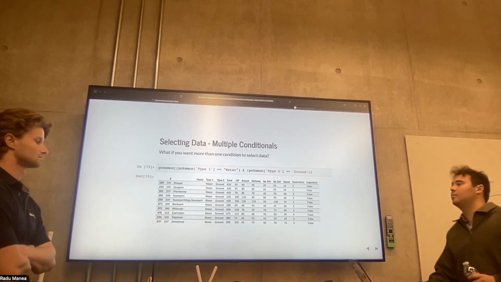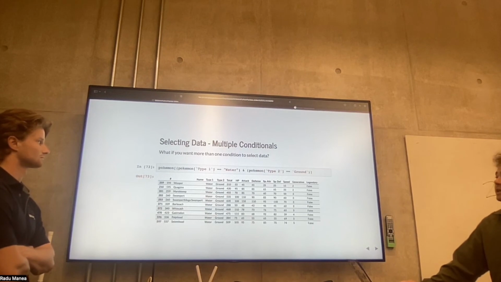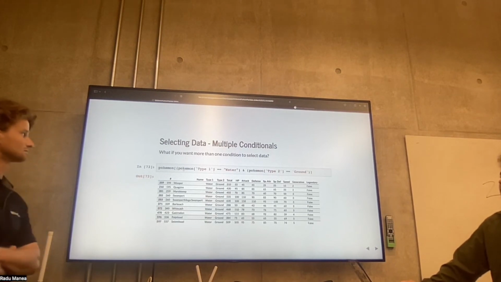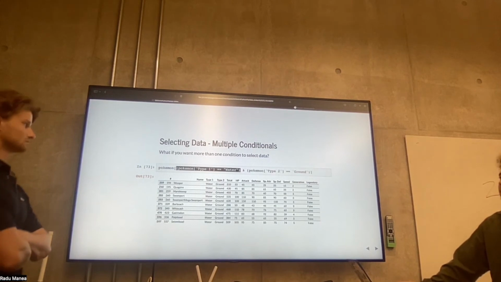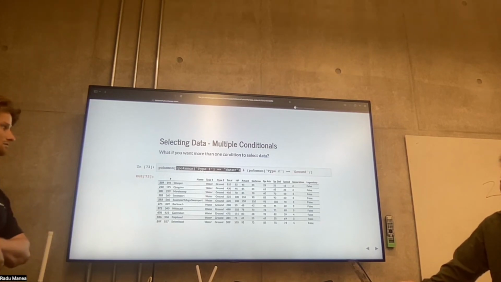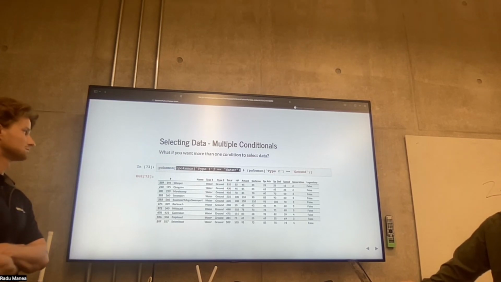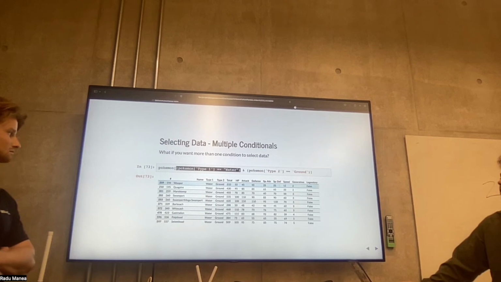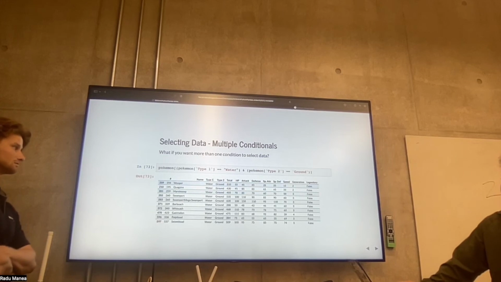Okay, so what if you wanted more than one condition to select data? In this case, the same thing applies, except now you're going to throw parentheses around each condition to tell Python that we want this conditional and we want this second conditional. So when both of these are true, then it'll return that row. In this case, we want type 1 water and type 2 ground. And as you can see, all the Pokemon in this list that were returned are water and ground Pokemon.